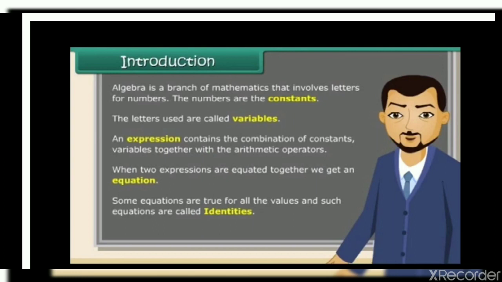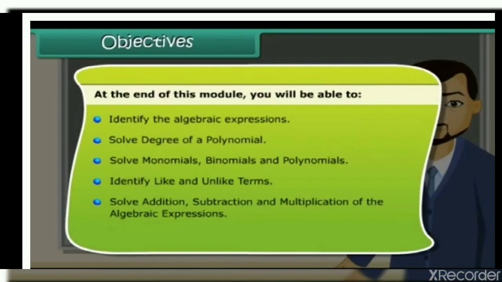Introduction of this chapter. Algebra is a branch of mathematics that involves letters for numbers. The numbers are the constants. The letters used are called variables. An expression contains the combination of constants, variables together with the arithmetic operators. So when two expressions are equated together, we get an equation. Some equations are true for all the values and such equations are called identities.